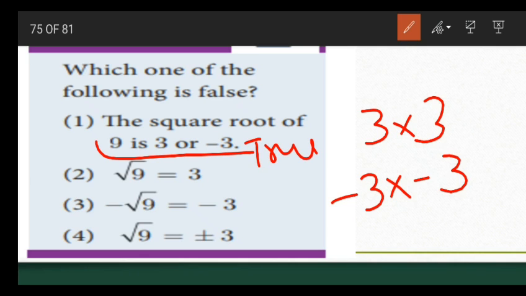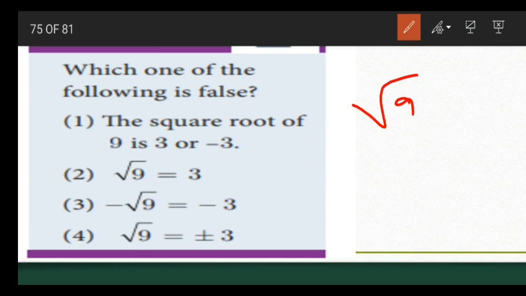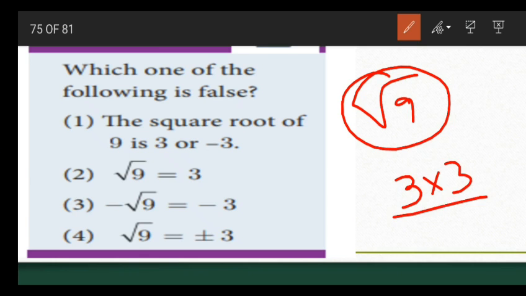So this is true, right? And they have written root 9. This symbol is the positive nth root, right? So 3 into 3 is 9. This is the positive square root of 9. So this is also true. The first one is true, and the second one is also true.